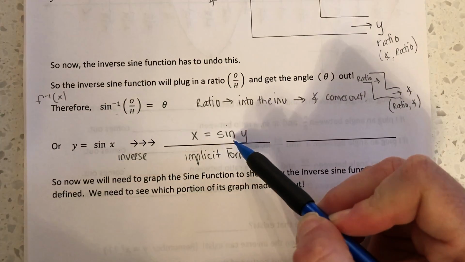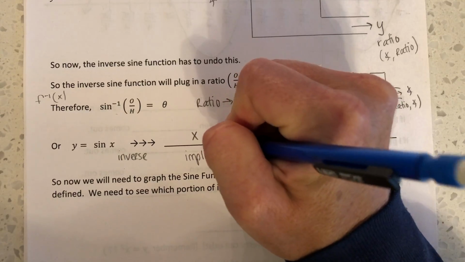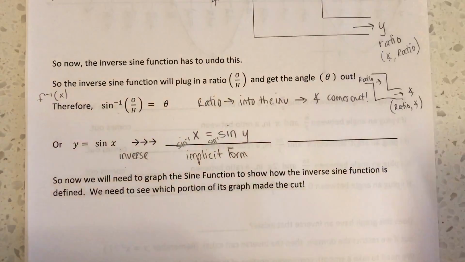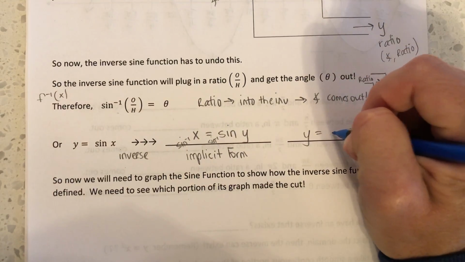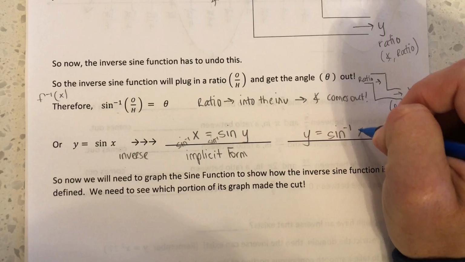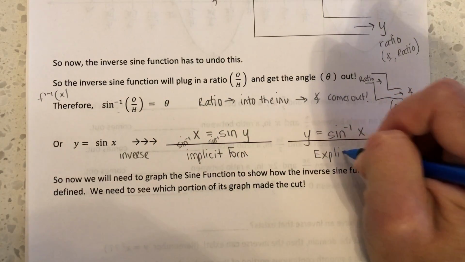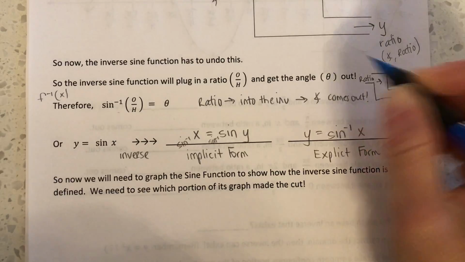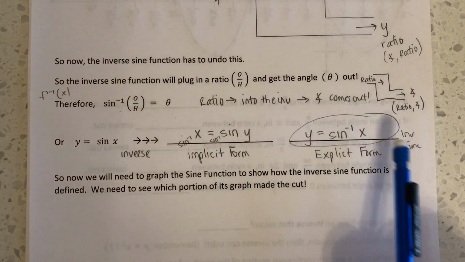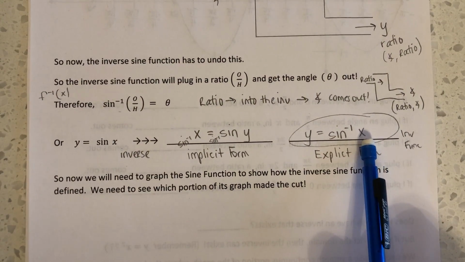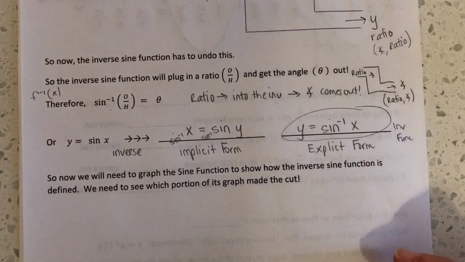And the way we solve it for y, the only way to undo the sine is to take the inverse sine of it. So you take the inverse sine of each side and you wind up canceling them and you get y equals the inverse sine of x. And that is now the explicit form of the inverse. Okay, so that is the inverse trig function, all right, where a ratio will go in as x and an angle will come out as y. That's how the inverse trig function works, okay?